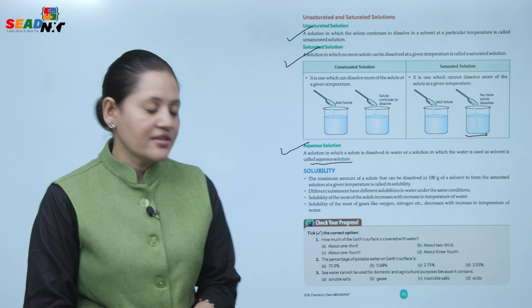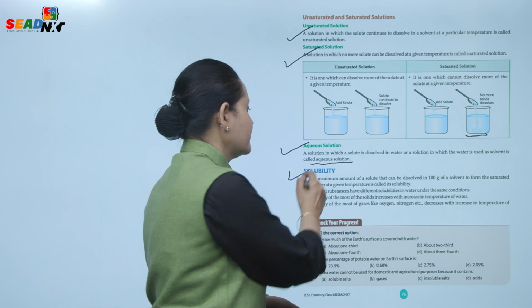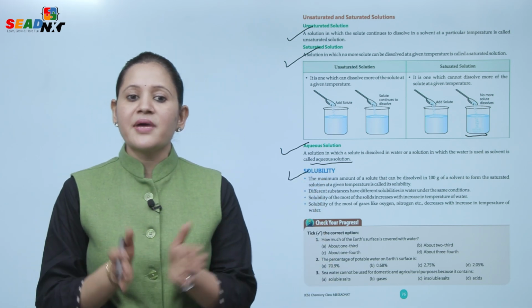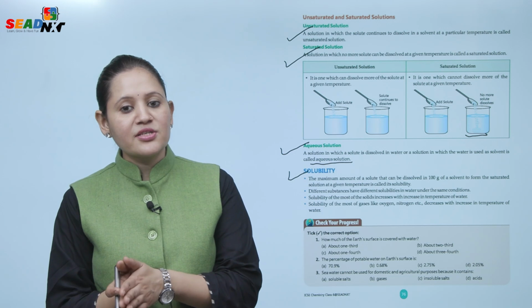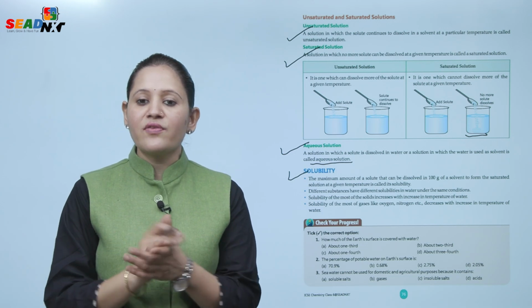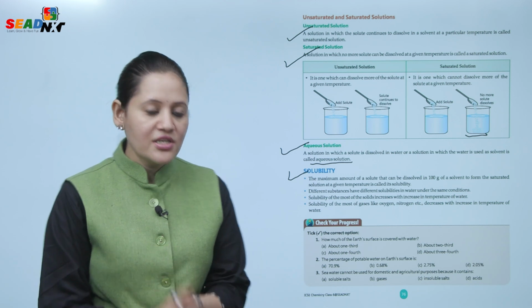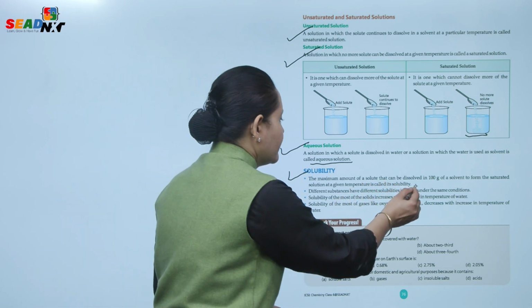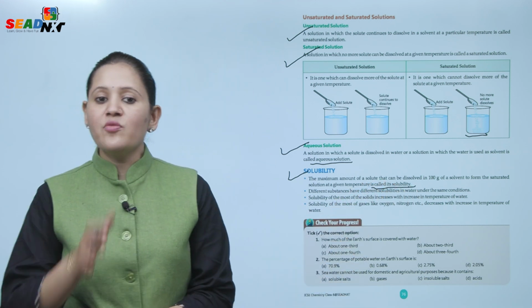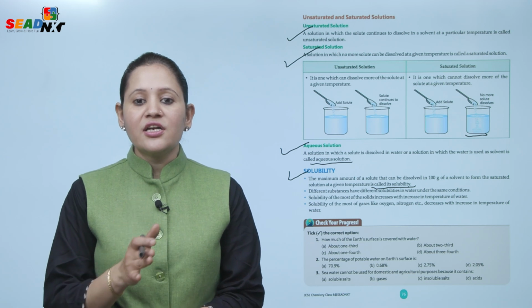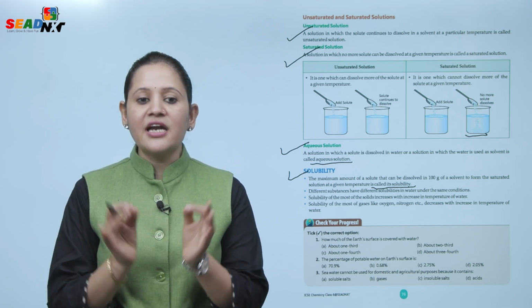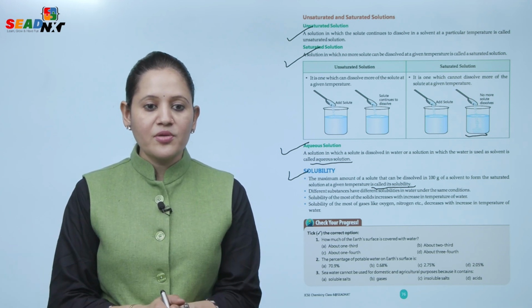Next is solubility. Solubility is the maximum amount of solute that can be dissolved in 100 gram of solvent to form the saturated solution at the given temperature. That is called solubility. It means how much solute we can dissolve in 100 gram at a given temperature.